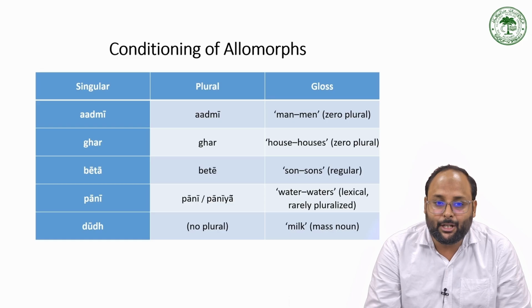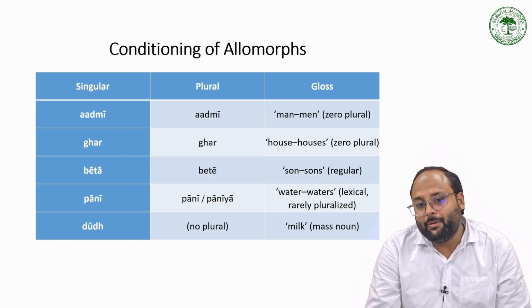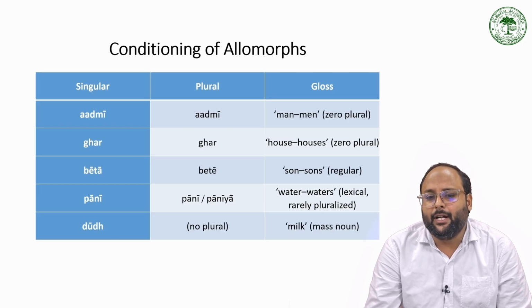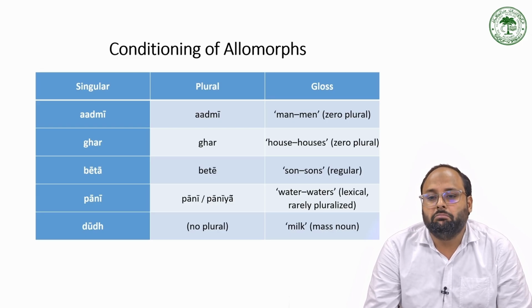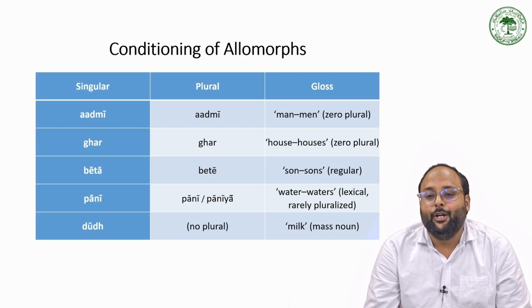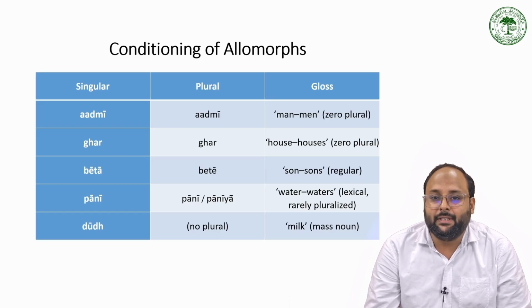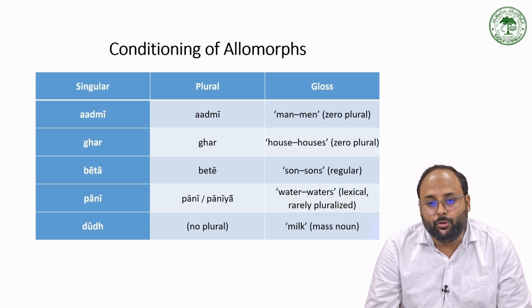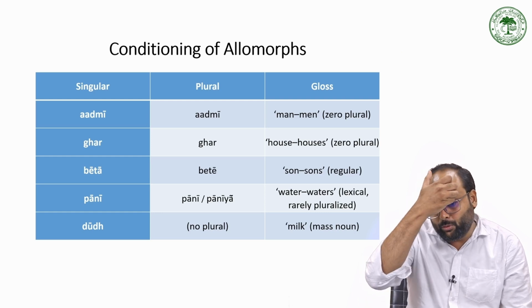So we have another example, pani. The plural of pani is also pani, but in some varieties it can also be used as paniya, in Deccani Urdu, but it is not used everywhere. So that is also an irregular pattern to make it plural. So it is considered lexical conditioning. And doodh is also doodh. So there is no plural form in doodh.